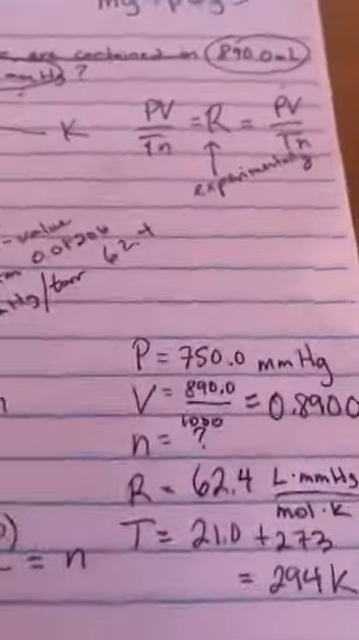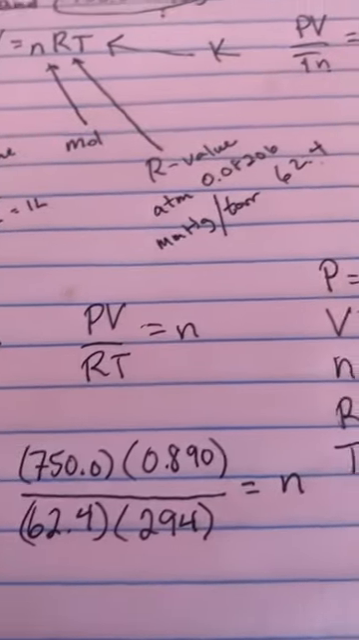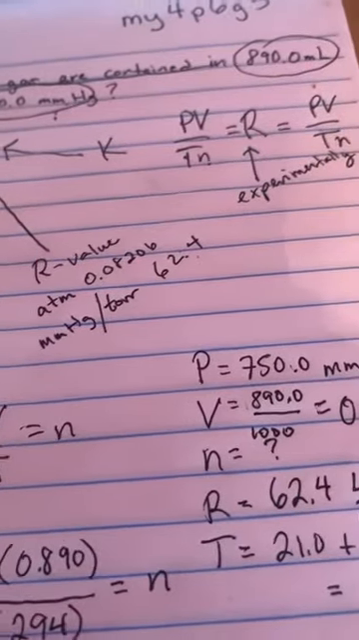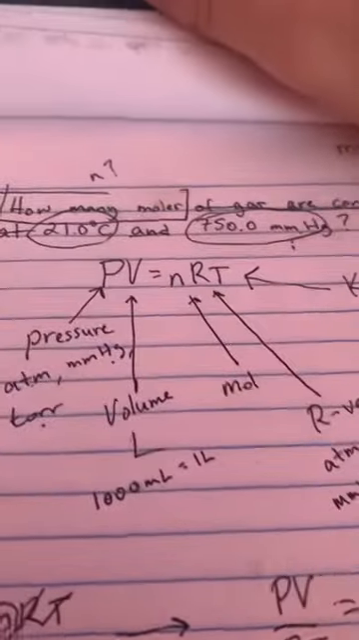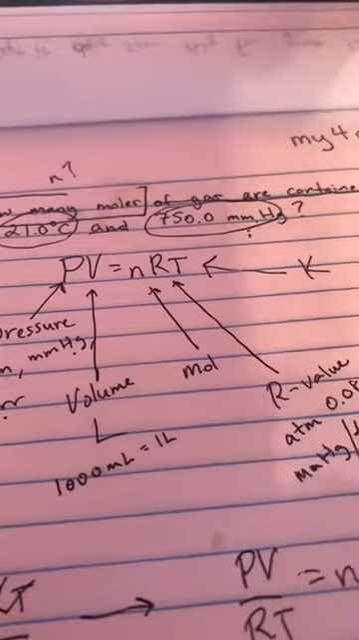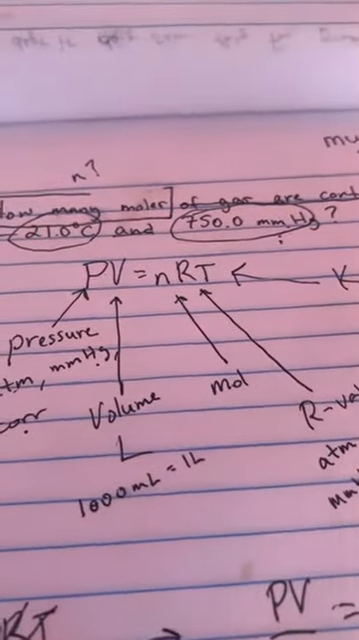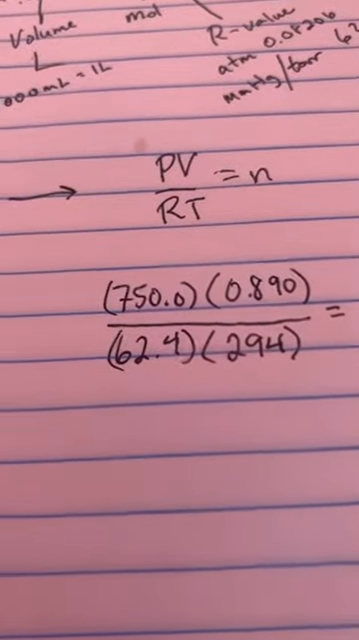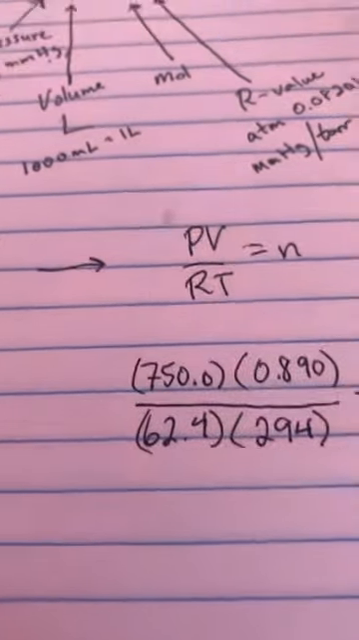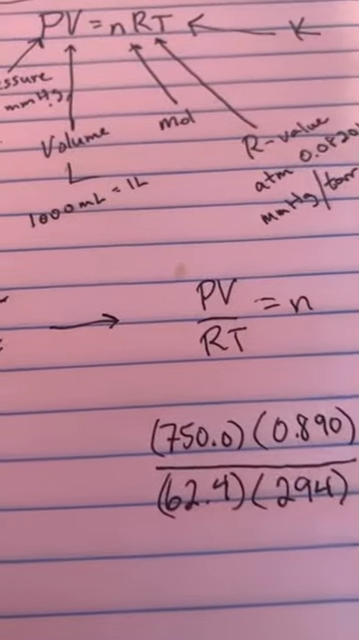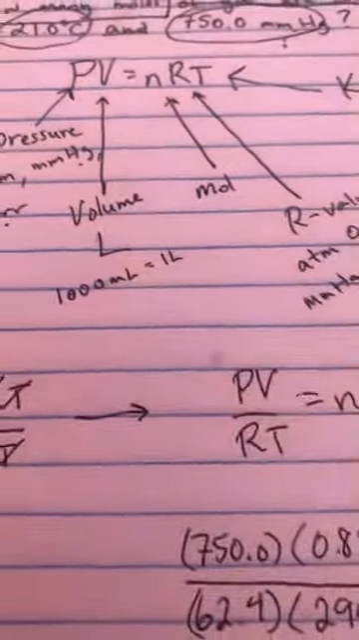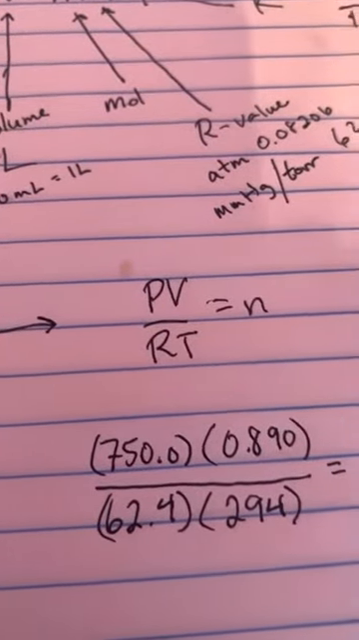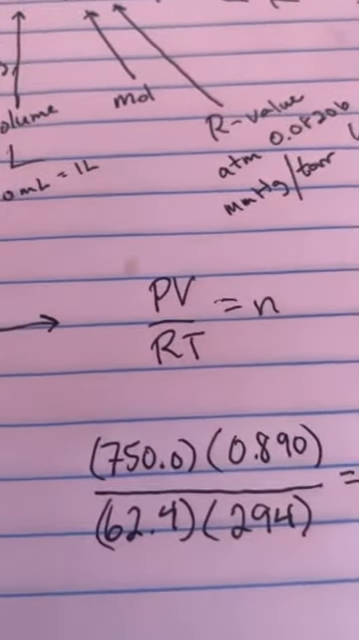Okay. So we've got 750 times 0.890 divided by 62.4, divided by 294. Okay, 0.0363.